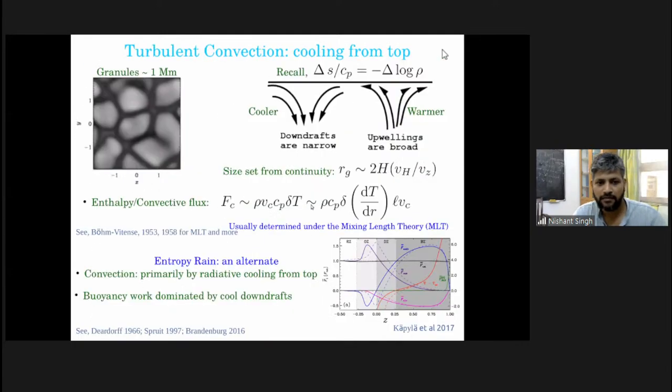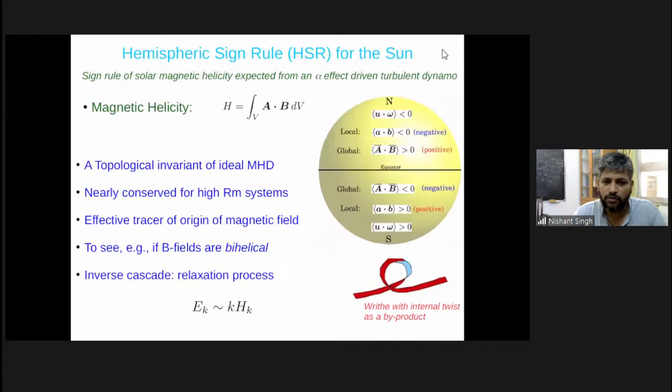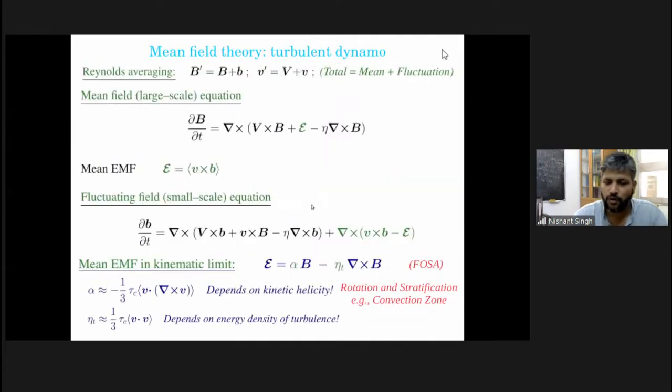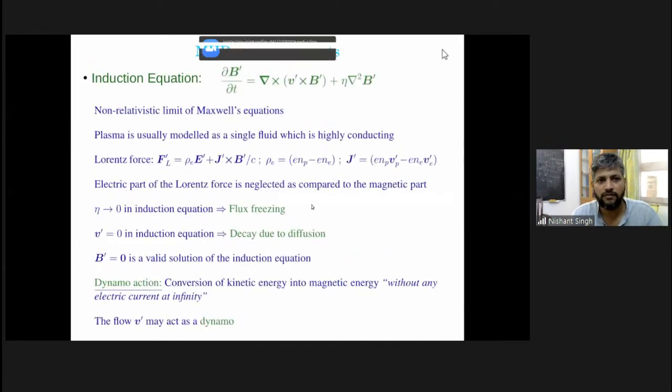And we'll stop here. I hope I have given you a broad overview of various things that are involved in solar physics.